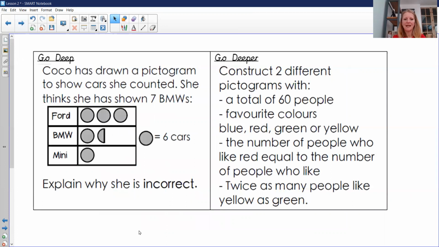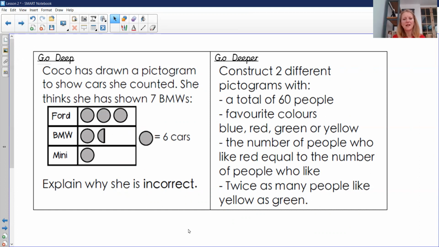And when you're ready, here is the Go Deep and Go Deeper. This is on your daily planner sheet for today. So the Go Deep today is Coco has drawn a pictogram to show cars she counted. She thinks she has shown 7 BMWs. Explain why she is incorrect. Think about the key again.